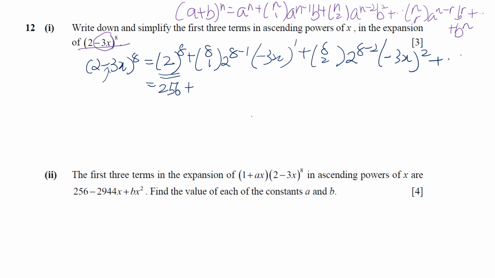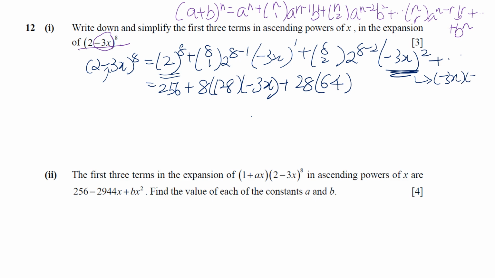And you can also use a calculator to evaluate the rest. That will be 8 shift nCr 1 on the calculator, and 2 to the power 7 gives you 128. Then negative 3x. Okay, 8 shift nCr 2, that will be 28. And 2 to the power of 6 will be 64. So basically this one here means negative 3x with another negative 3x. So that will give you positive 9x squared.